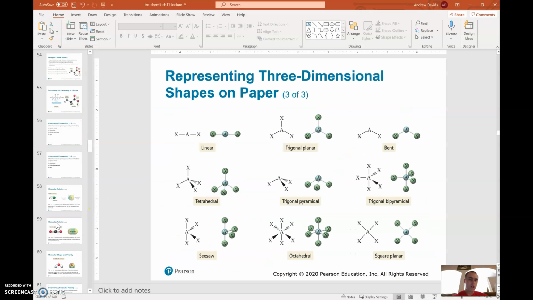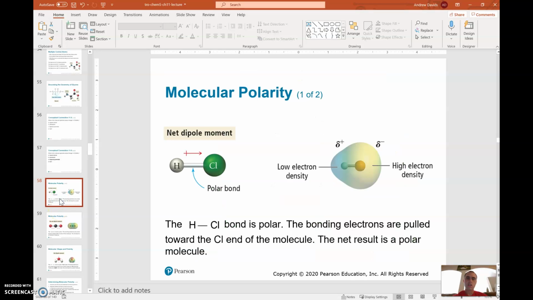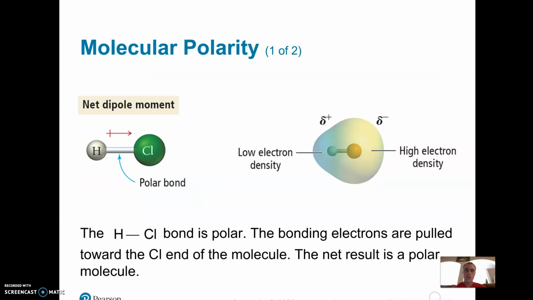Let's skip ahead here. We're going to look now at molecular polarity. We've talked in the past about bond polarity, about how to determine whether or not a specific bond is polar. Basically today what you're going to do is look at all of the bonds within a molecule and determine if that will result in the entire molecule being polar. And so we know how to do this.